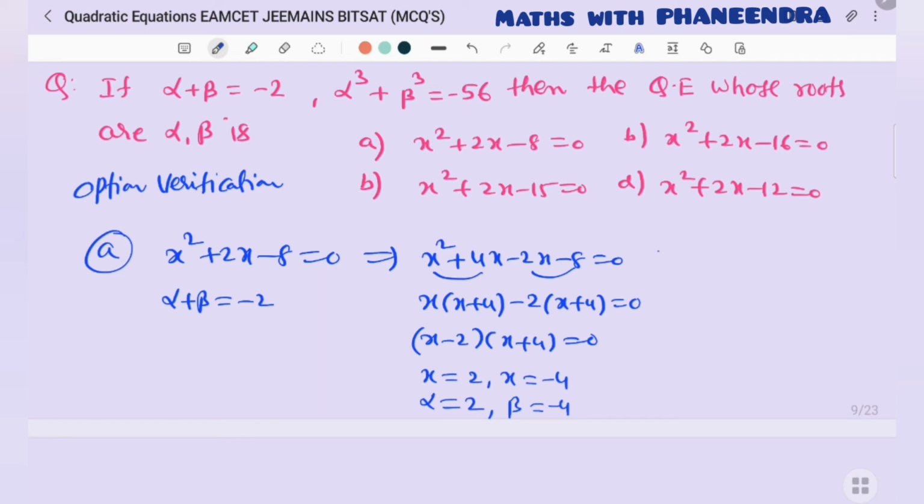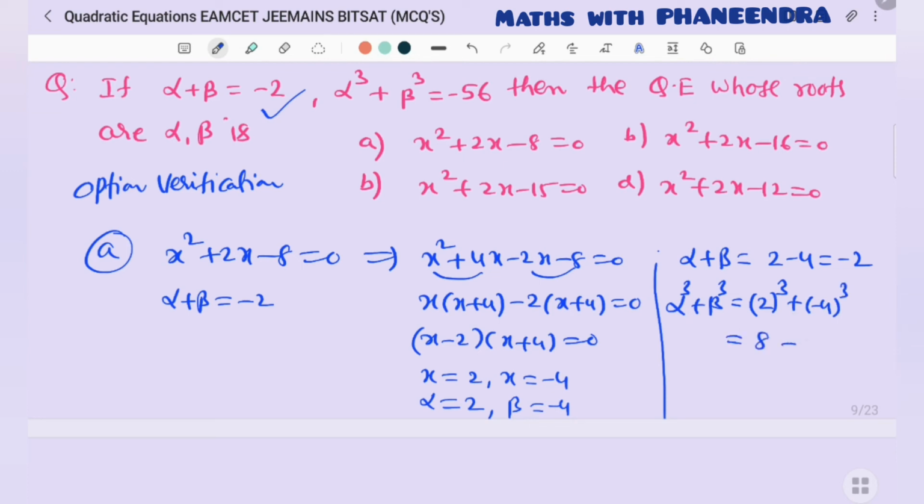So now we will verify according to the conditions. Alpha plus beta is equal to 2 minus 4, which is equal to minus 2. So the first condition was satisfied. Next, we are finding the value of alpha cube plus beta cube. So 2 cube plus minus 4 whole cube. 2 cube means 8, minus 4 cube means minus 64. So minus 64 plus 8 is minus 56.